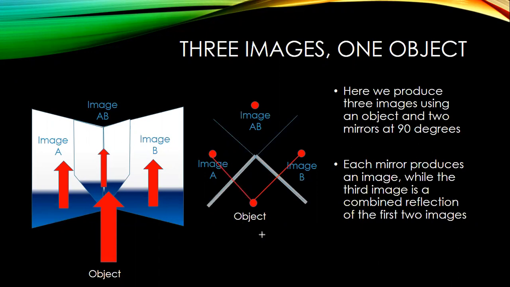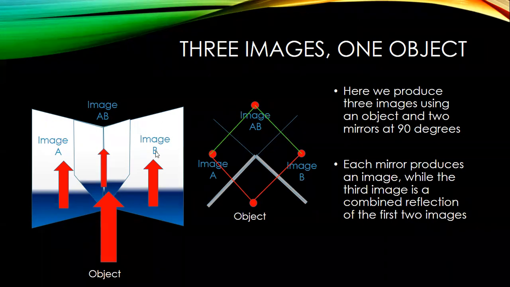If I did this a little more carefully, I would have perfect 90-degree angles here. But what we notice is these images become objects for the next image. So this image A creates a new image here, or secondary image here, along with B, okay? So what do we see right here? We see a few different things.